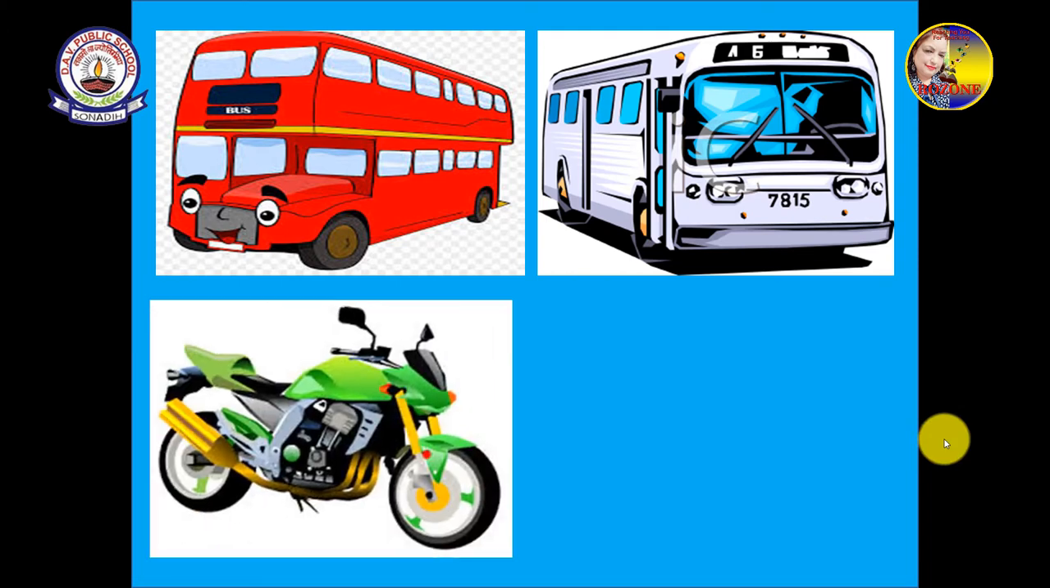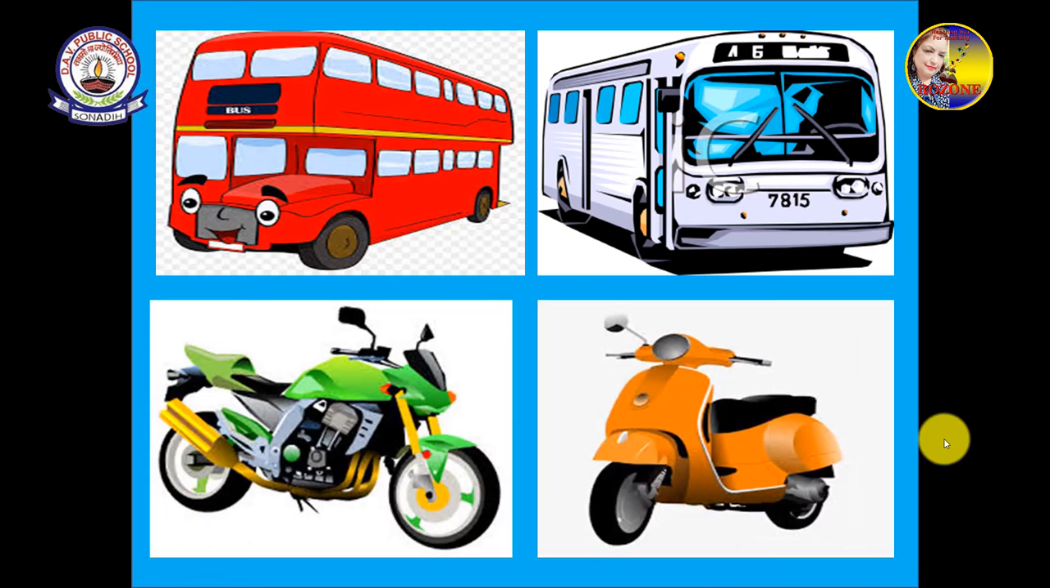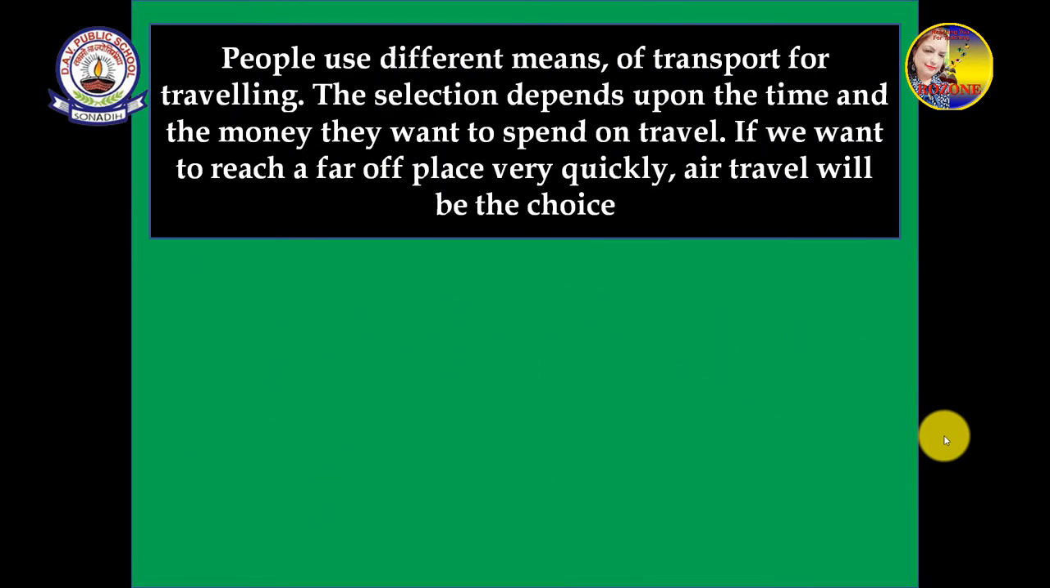So buses, motorcycle, scooter, these were the different types of means of transport used by whom? Sonali's friends and relatives who came to attend her marriage ceremony. People use different means of transport for traveling. We all are using different types of means of transport to go from one place to another. And as I told you earlier, the selection depends upon the time and the money they want to spend on travel.